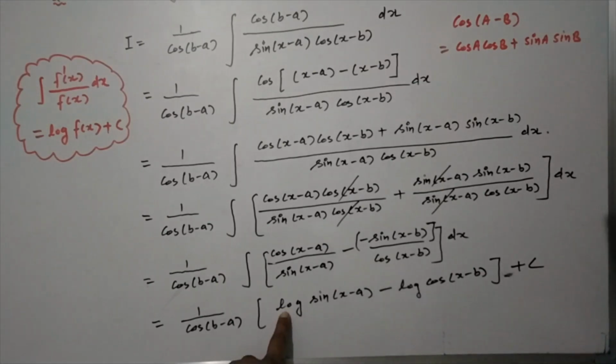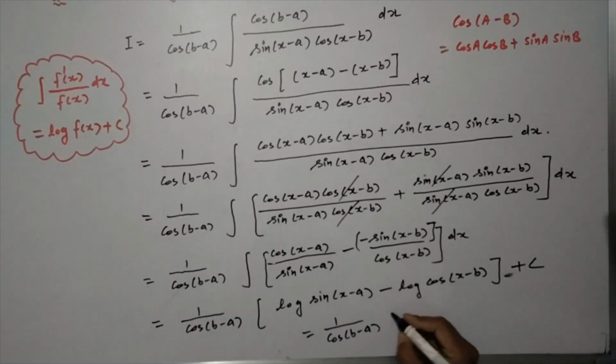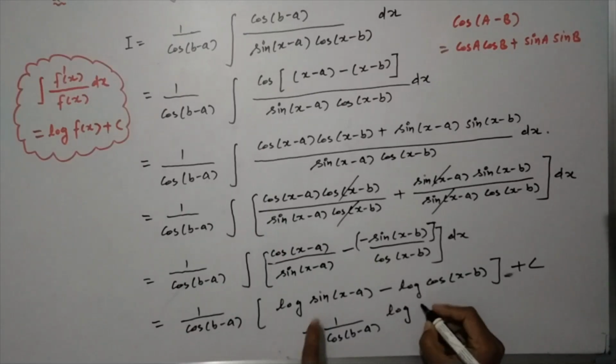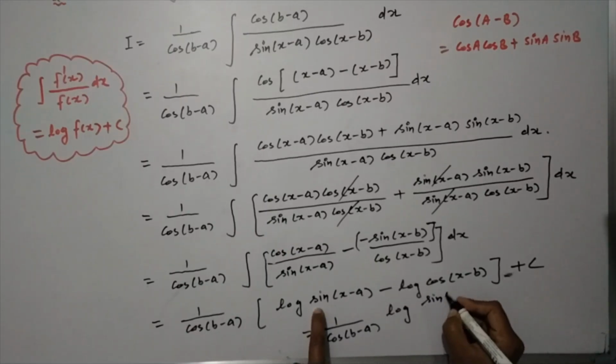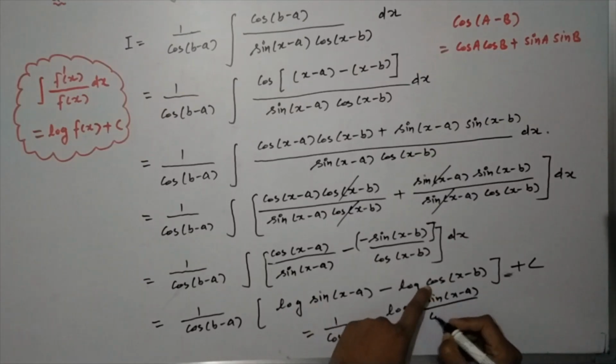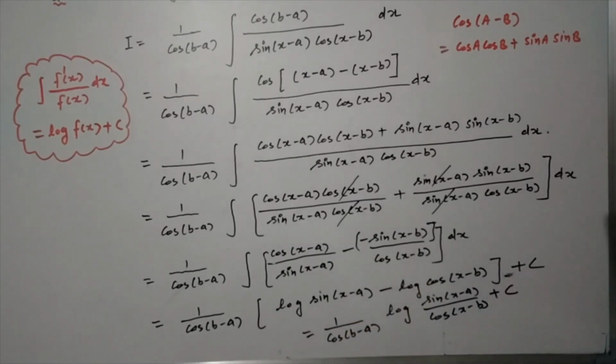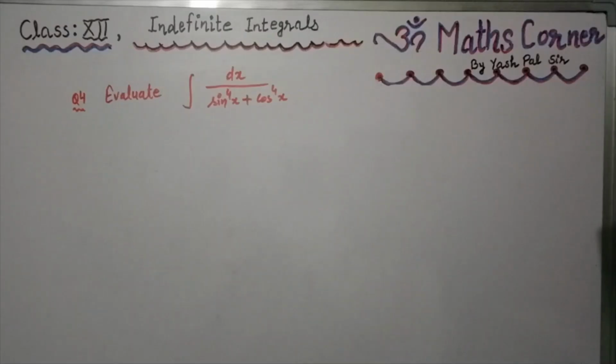Now we can apply log m minus log n, which is equal to log of m upon n. Log m is sin of (x minus a) upon n meaning cos of (x minus b), plus c, the constant of integration. So this is the answer to this question.